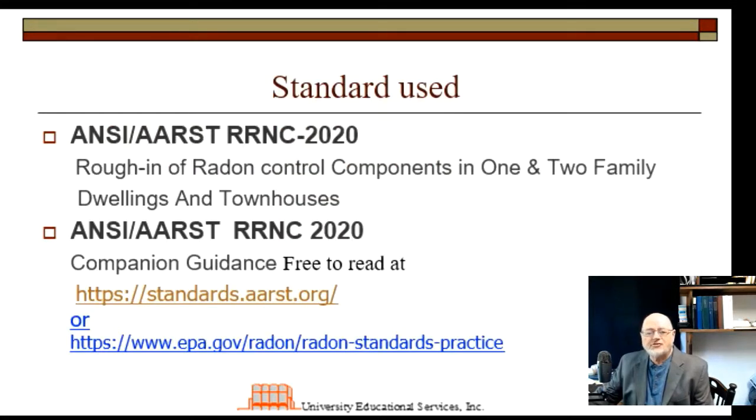The standard that's used is given here. It is the ANSI/AARST standard, and the acronym for it is RRNC-2020, and it stands for Radon Rough-in New Construction. And you can see here a little bit of a description of it. The standard is not particularly large. I have it right here in front of me, and it's about 15 or so pages, maybe a little bit more than that. And it's well constructed and broken down into what I'll call sections.